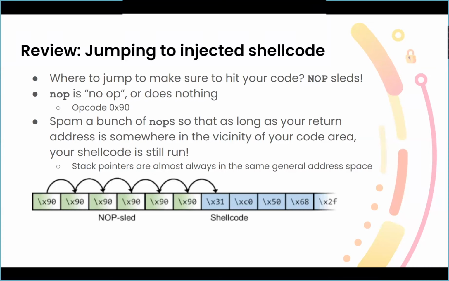So if the address is randomized, but not that randomized, there is a technique known as NOP sledding. Hex 90 is the opcode encoding for NOP, and NOP is an instruction that does nothing. It just moves on to the next instruction. This is very convenient because it allows you to extend the length of your shellcode.